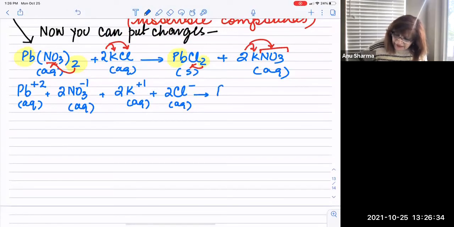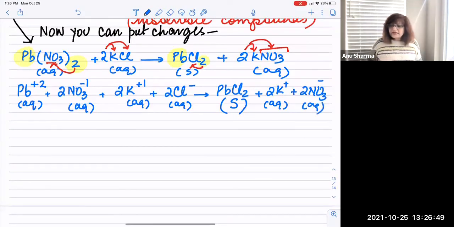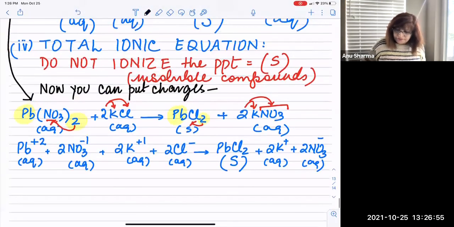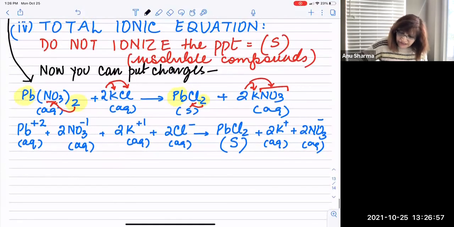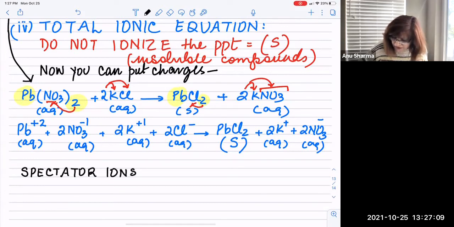Anyways, PbCl2 is a solid, so it is not going to ionize. It remains as it is. Plus 2 potassium ions aqueous, plus 2 nitrate ions aqueous. Now, once you do that, this is your total ionic equation. Then you are going to see what the spectator ions are. The spectator ions are the ones that do not show phase change.